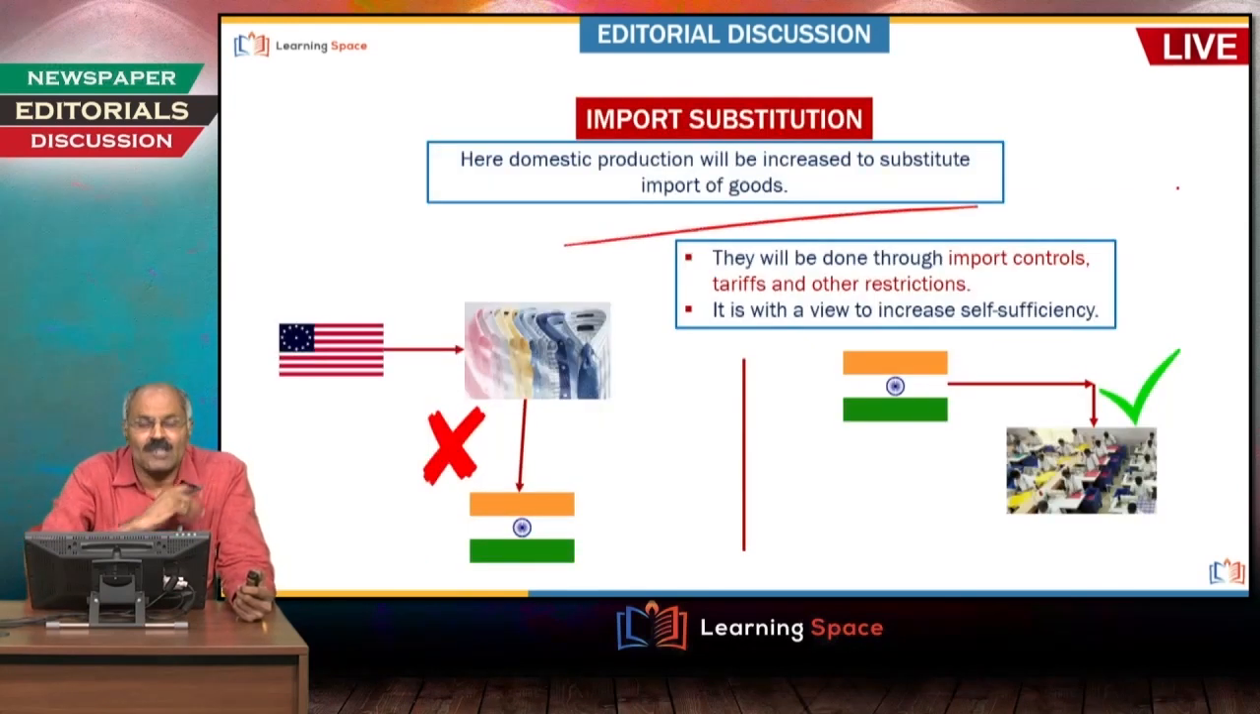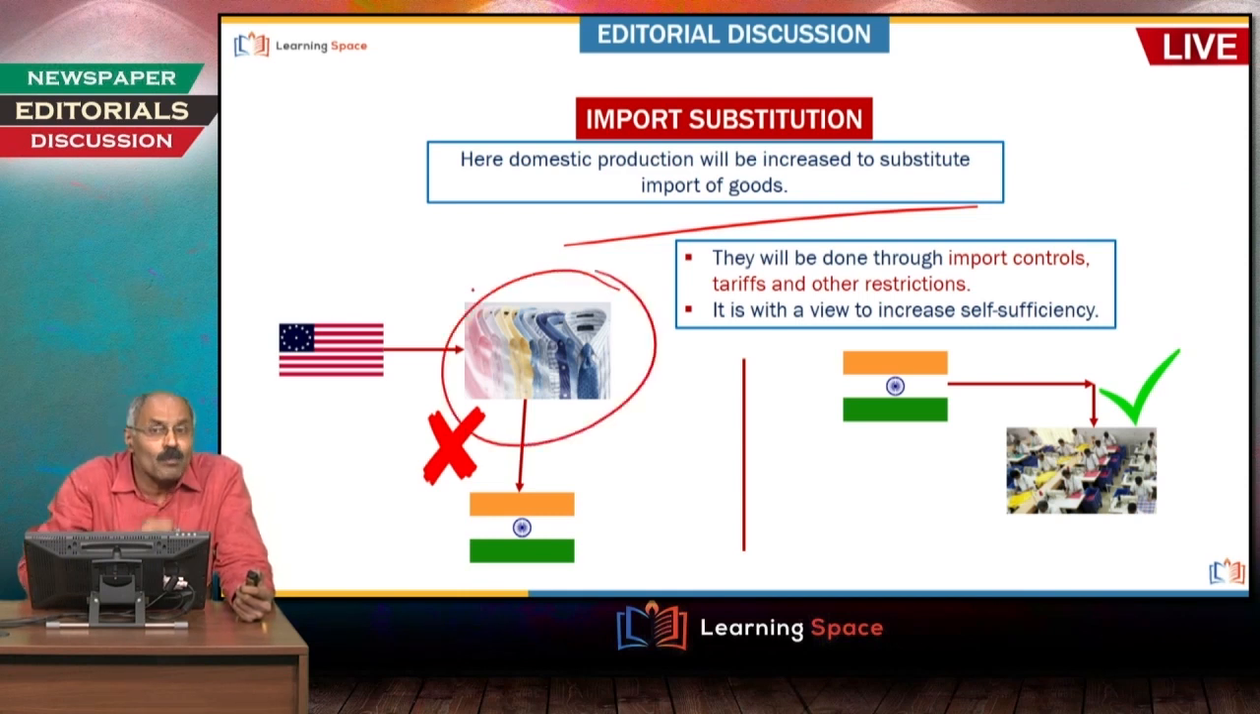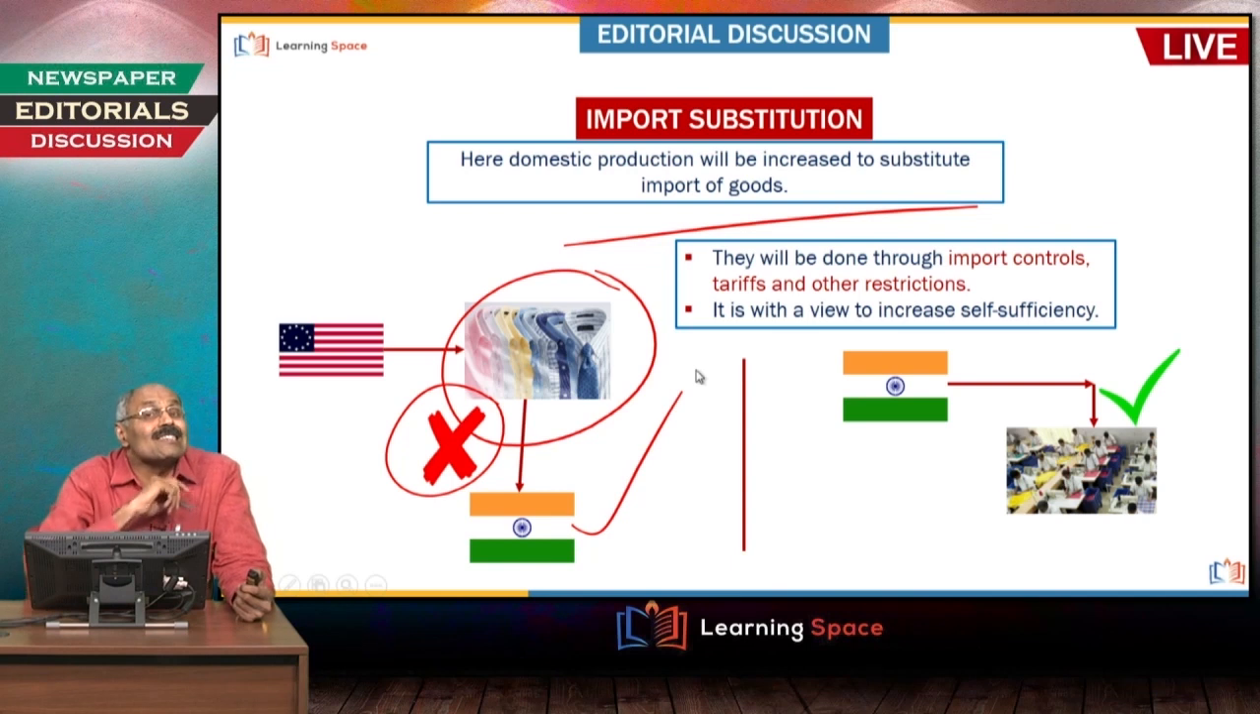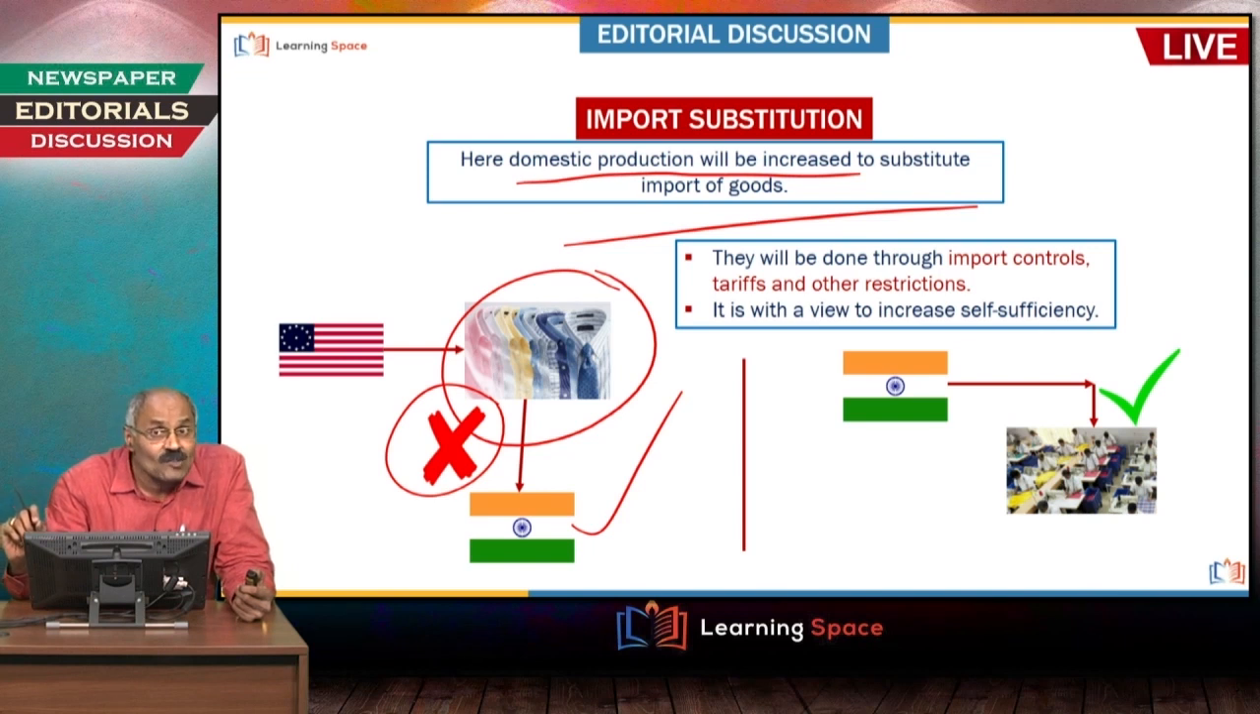What is import substitution? Let us say these shirts are being imported from America. Then they will not be allowed, and Indian manufacturers are to make these shirts. So domestic production will be increased to substitute for the import of goods. That is import substitution. After independence, we followed this import substitution, and as per some economists and experts, it badly affected India. And here, domestic production will be increased.